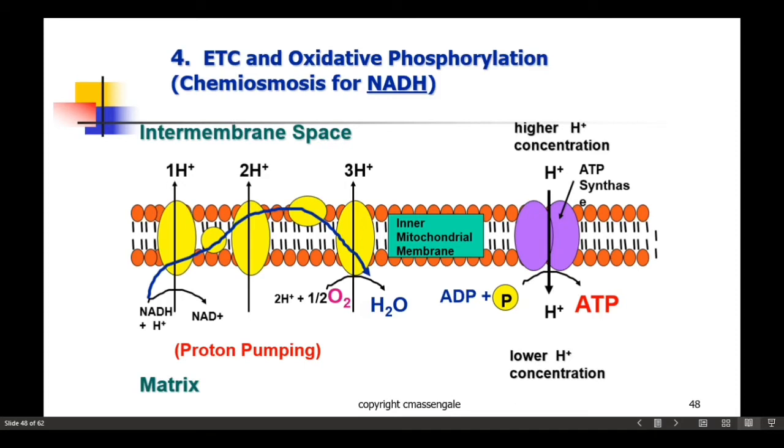Therefore, there is a potential energy. This potential energy is going to be used to create ATP molecules through the enzyme called the ATP synthase. As the protons go back to the matrix, the kinetic energy is harnessed by the ATP synthase to phosphorylate ADP molecules to create ATP molecules.